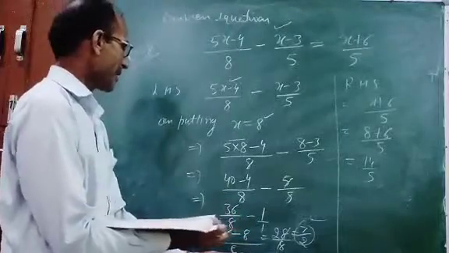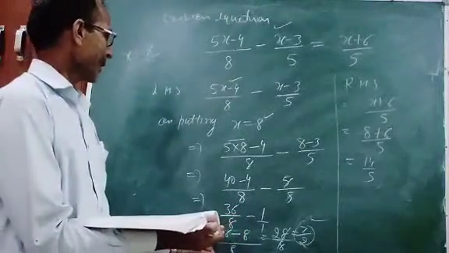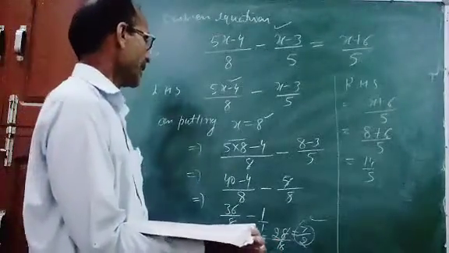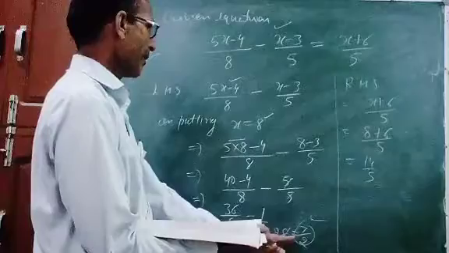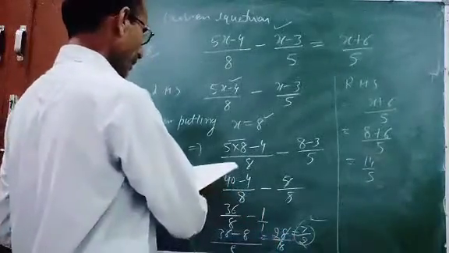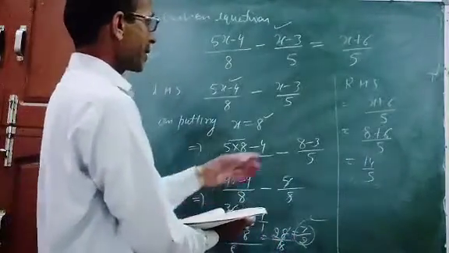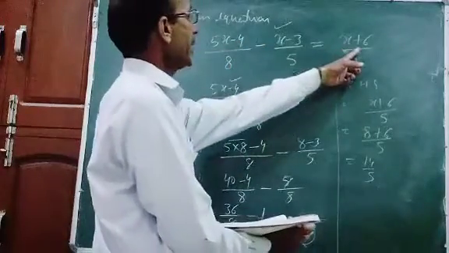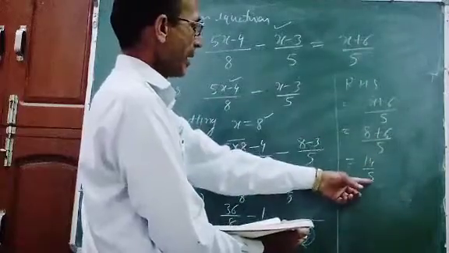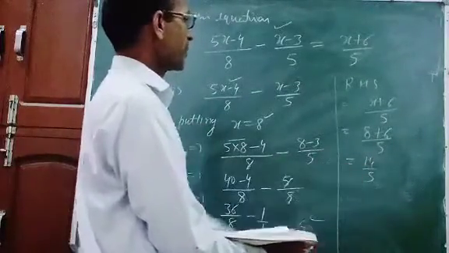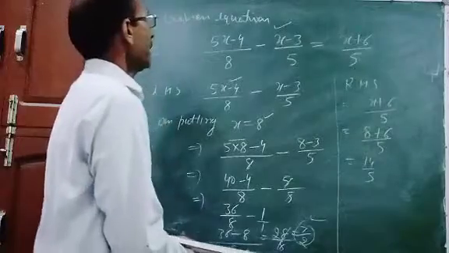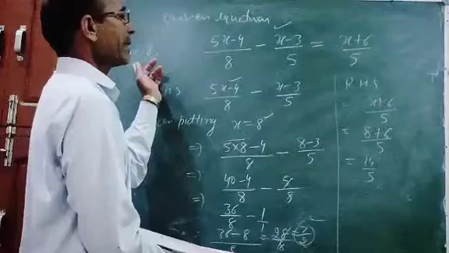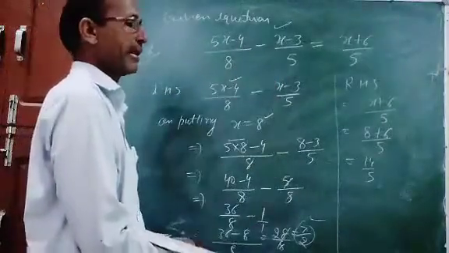So again 8 is the LCM. 36 minus 8 will be 28 by 8. It means 28 by 8 reduces to 7 by 2. Now the right side is x plus 6 by 5. The value of x is 8, 8 and 6 is 14, so 14 by 5. So the left side is 7 by 2 and this is 14 by 5. According to this statement, x equal to 8 is not a solution of this algebraic equation.